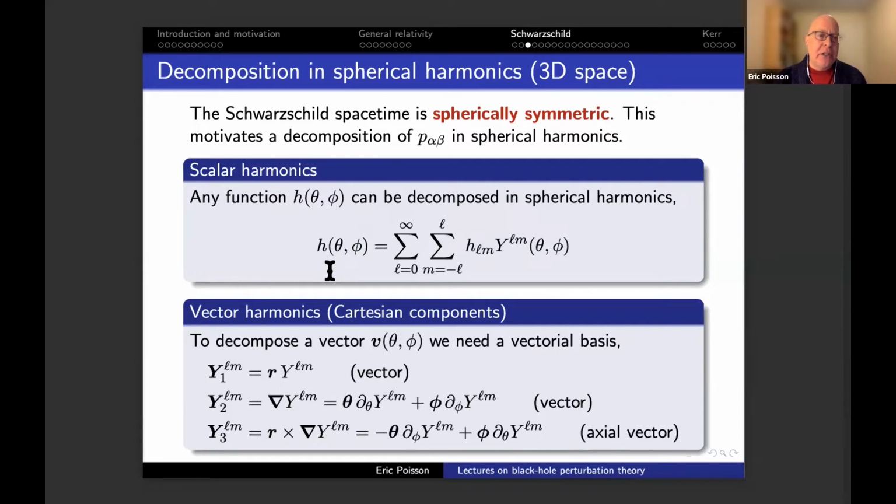If we were dealing with just a scalar quantity, we would know how to decompose that in scalar spherical harmonics, the familiar functions that we first encounter in quantum mechanics. They can be made use of here. And we know all about expanding scalar functions in scalar harmonics. Part of the technical challenge is the fact that we're not dealing with scalars, we're dealing with a tensor in spacetime. And that means that we have to consider constructing a basis of tensor spherical harmonics.